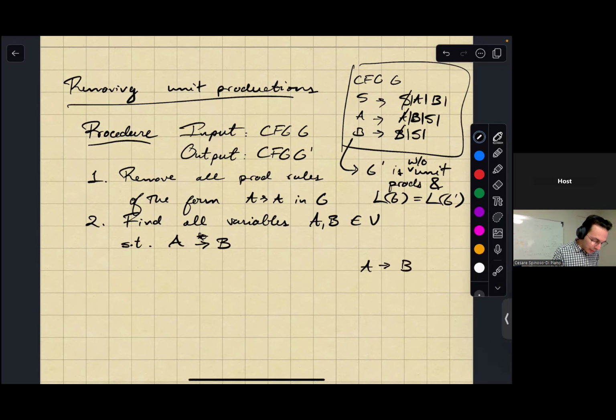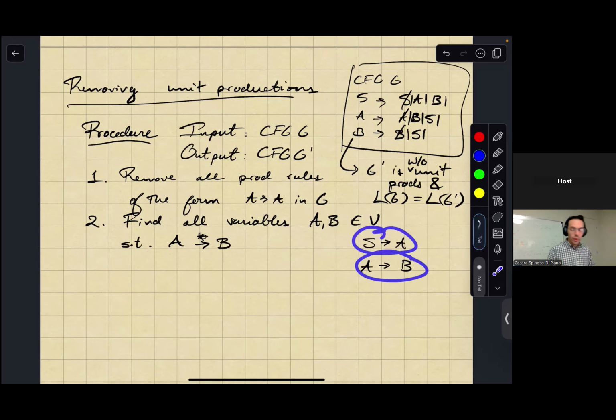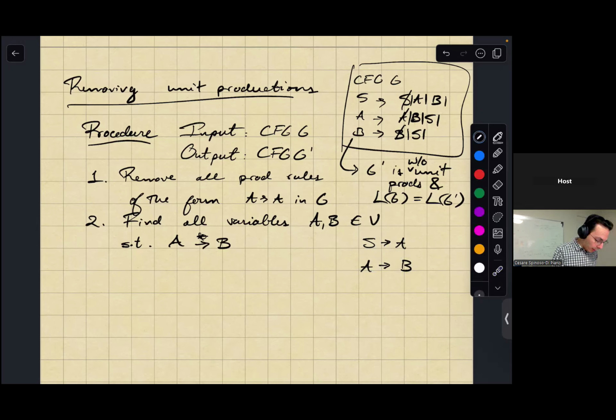But you can also have something like S gives you A. And so you have two unit production rules. But what we're identifying is chains of unit productions. So those chains would be S with A with B, but also S with B, right? Okay. And so what we do is place those pairs of variables in the set V unit. Okay.